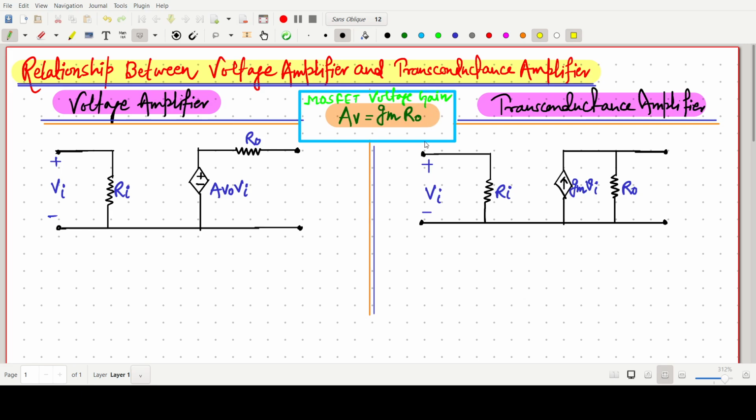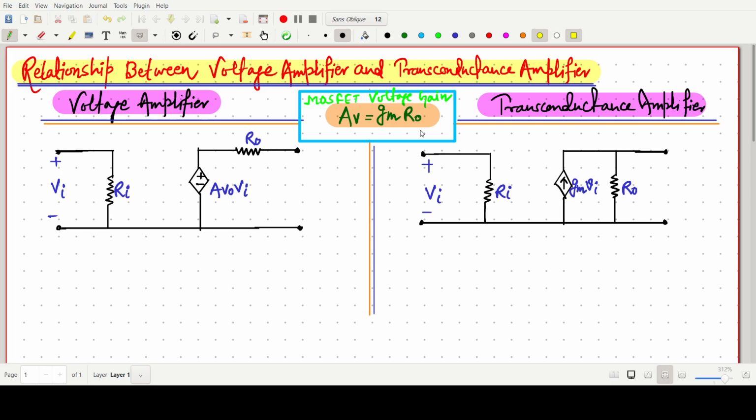So that we will verify through the equivalent circuit model of a voltage amplifier and transconductance amplifier. I have already drawn the voltage amplifier equivalent circuit and the transconductance amplifier circuits. Through these two diagrams, we will come to the conclusion that the voltage amplifier gain is equal to the transconductance amplifier gain, that is, gm times the output resistance. How it comes, we will discuss.